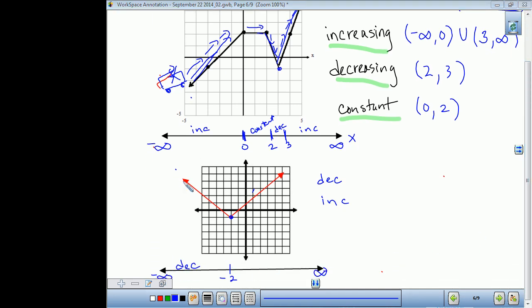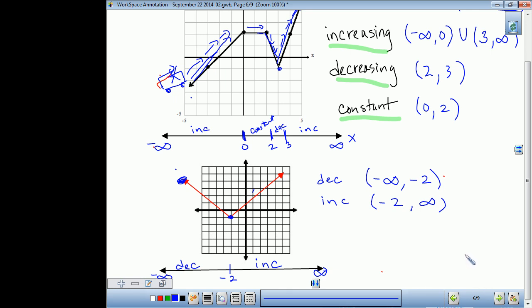Okay, so this one, if I start right here, I'm going down first. Well, it pointed left forever, so I'm going from negative infinity to negative 2 is decreasing. And then from negative 2 to infinity, what is it doing? Increasing. So, decreasing from negative infinity to negative 2, increasing from negative 2 to infinity.